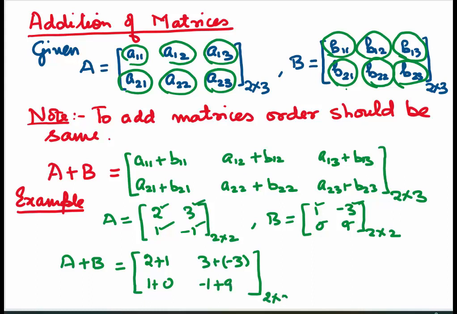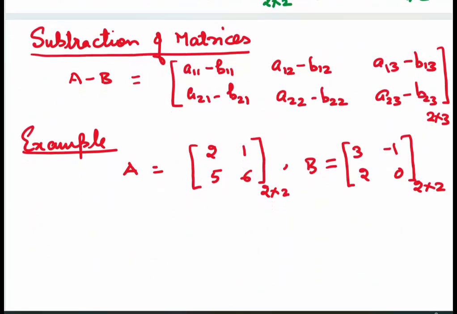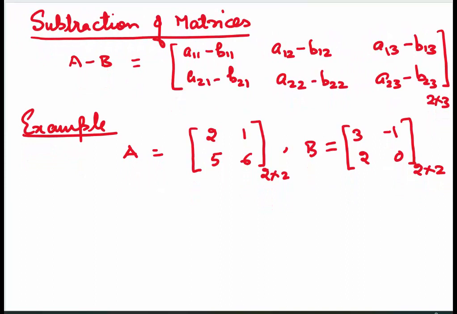And on simplifying, we will again get a 2 by 2 matrix. We'll get 3, 0, 1 and 8 as a resultant matrix. See, this is also of order 2 by 2. Now, what happens when we subtract two matrices? I've taken the same matrices A and B. Here, we subtract the corresponding elements.